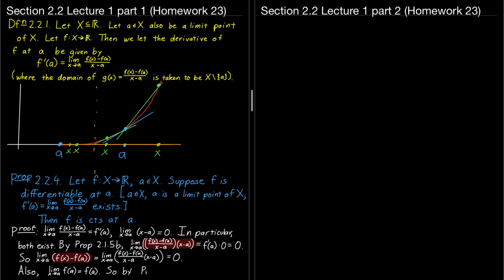So by proposition 2.1.5a, we've got that the limit as x approaches a of f of x minus f of a plus f of a, that has to be, since the two summands have limits, the limit of the sum is the sum of the limits, is f of a.